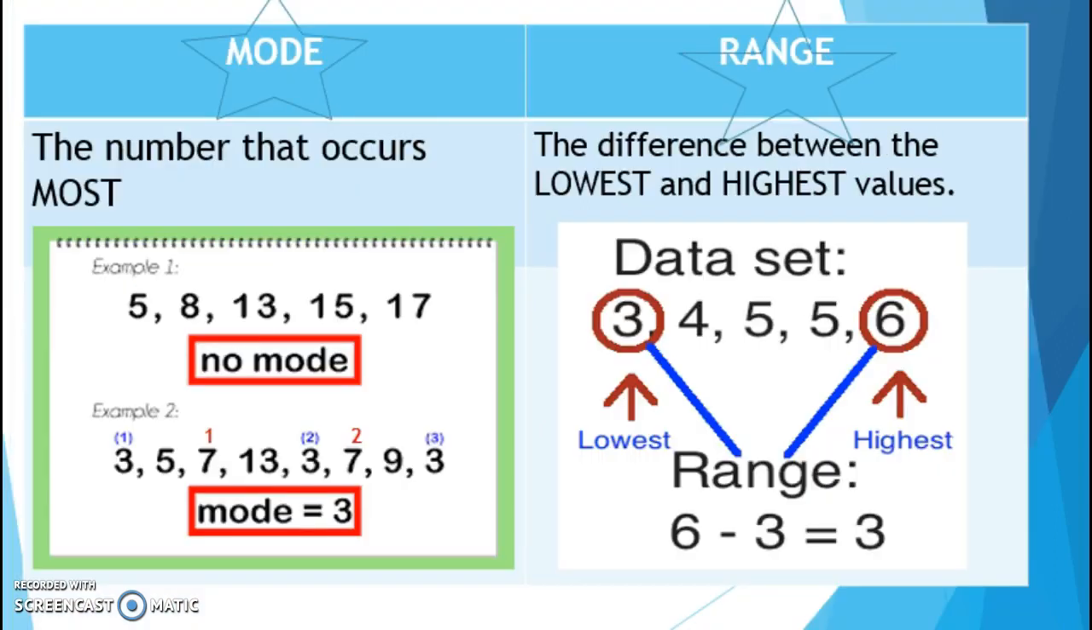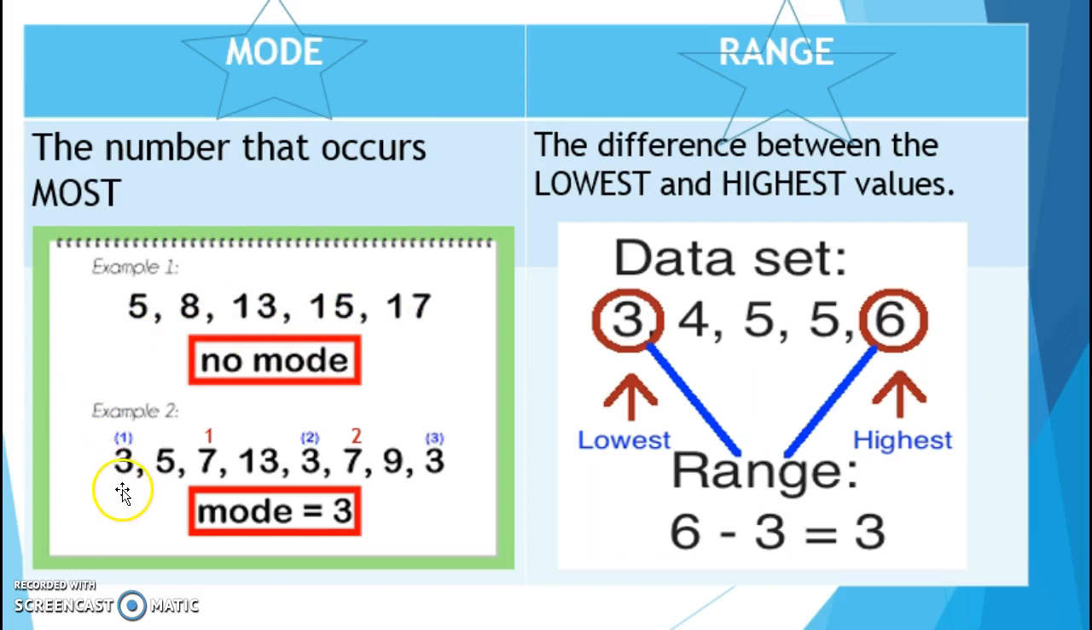Here it is again. The number that occurs most is your mode. Here's another example. Look at this example. There's 5, 8, 13, 15, and 17. It says there's no mode because there is no number that occurs more than any other number. So there's no mode, and that can happen.